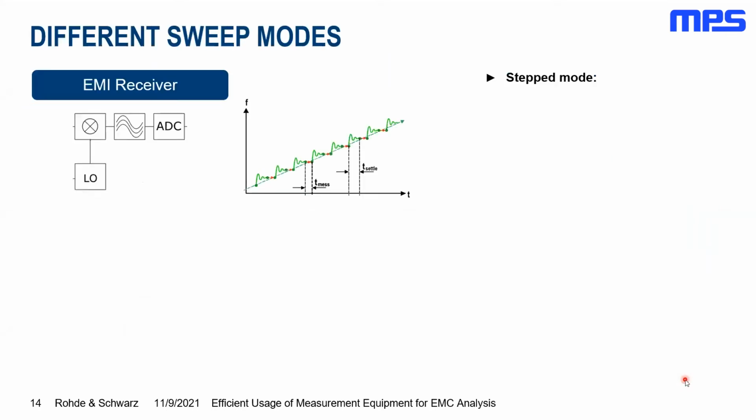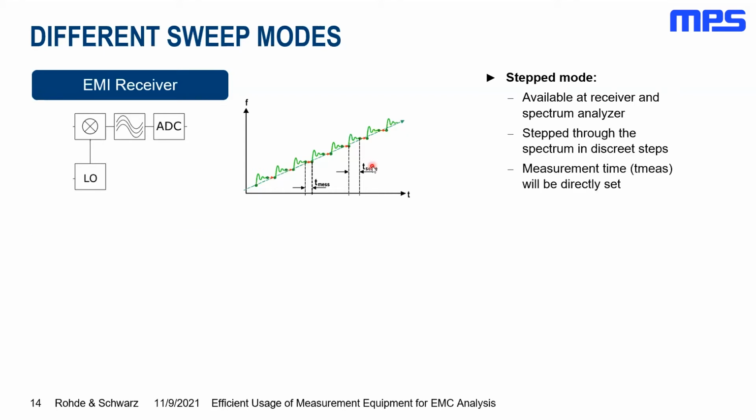We have different sweep modes in today's analyzers. One is the traditional step mode, meaning we're going through the complete spectrum by setting one frequency, waiting for the settling time, doing the measurement, then going for the next frequency, waiting for the settling time, doing the measurement, and so forth. So at each measurement point, we have to wait for the measurement time.